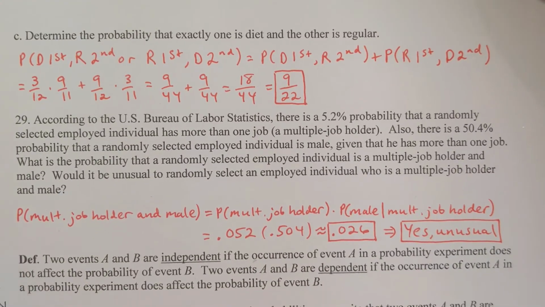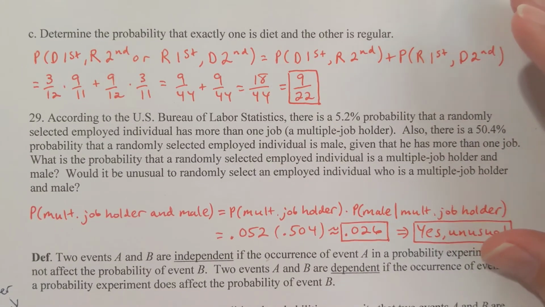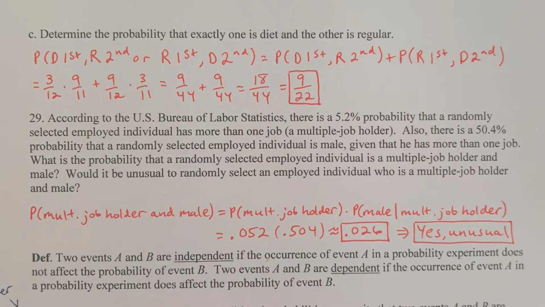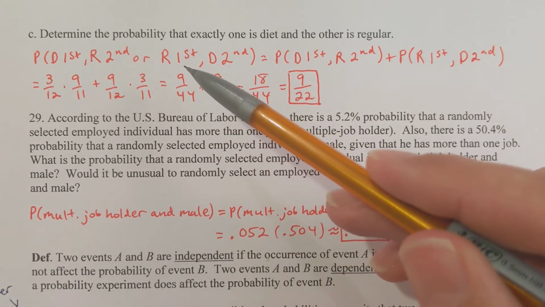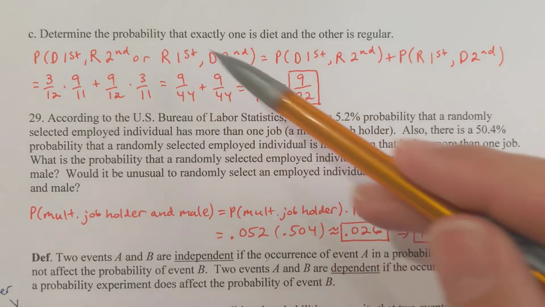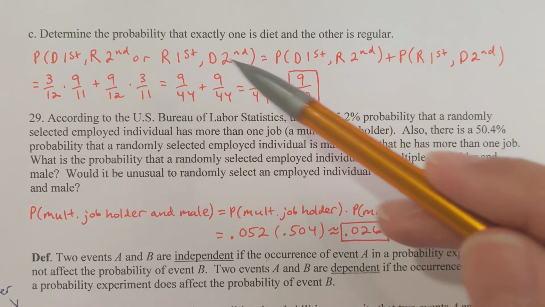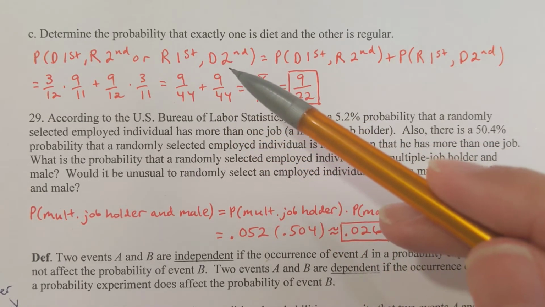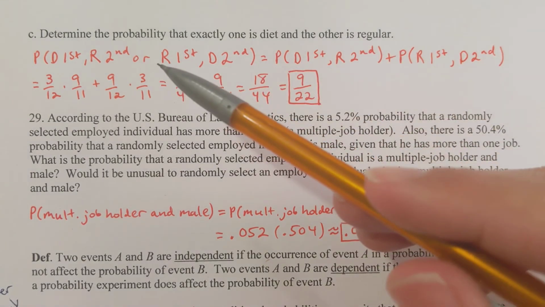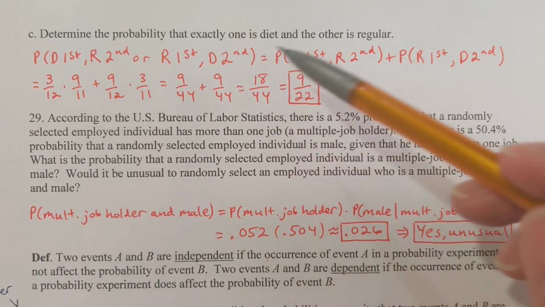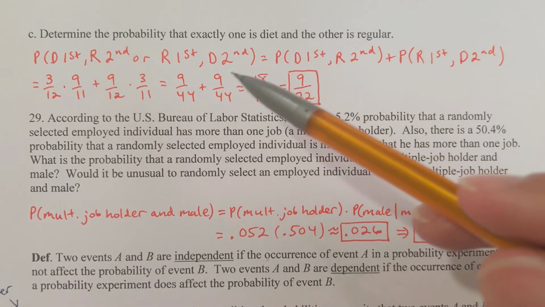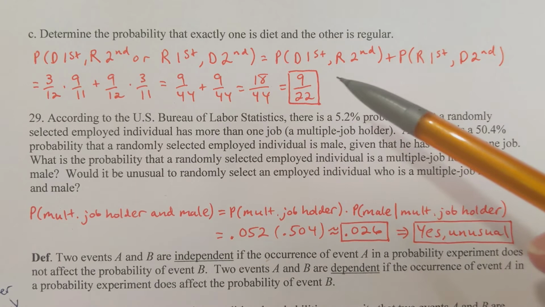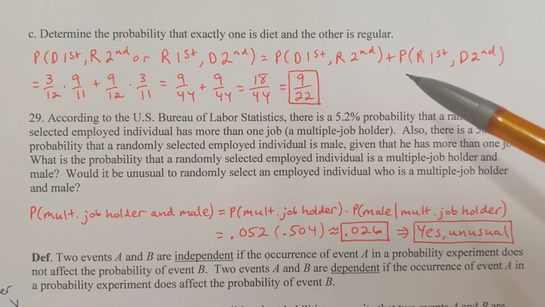Part C says determine the probability that exactly one is diet and the other is regular. So I could select a diet first and the regular second, or I could select a regular first and then diet second, right? Either one of these two cases means that I got a diet soda and a regular soda. "Or" is a key word, by the way, and they did not say the word "or" anywhere in this problem. That's something I have to think of on my own. And "or" means add. Add these two probabilities together.